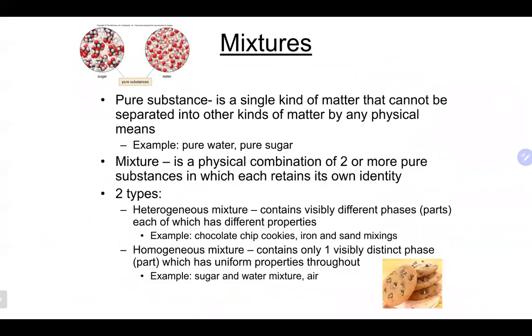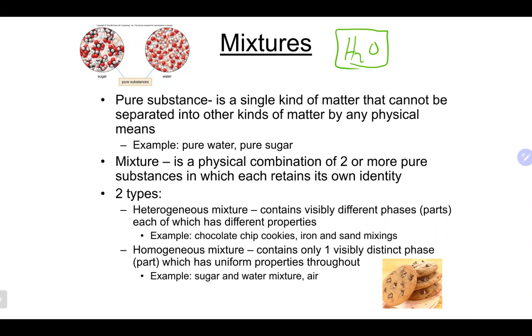So let's talk a little bit about mixtures. A pure substance is a single kind of matter that basically cannot be separated into any other kind of matter by physical means. So a pure substance is pretty much what it sounds like. You've got just water, H2O by itself, for example, and nothing else is there. You could have a pure substance of copper atoms, that's just copper. It's basically one thing by itself, uncombined.